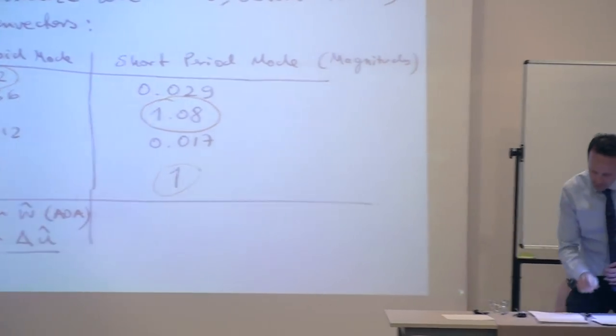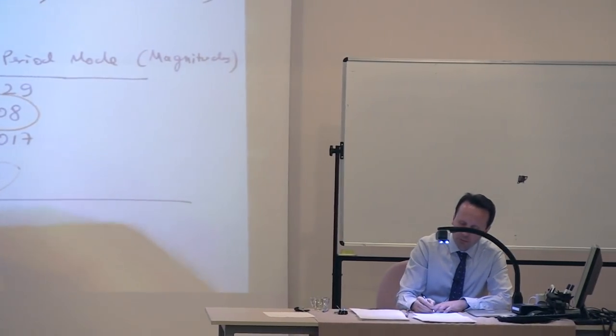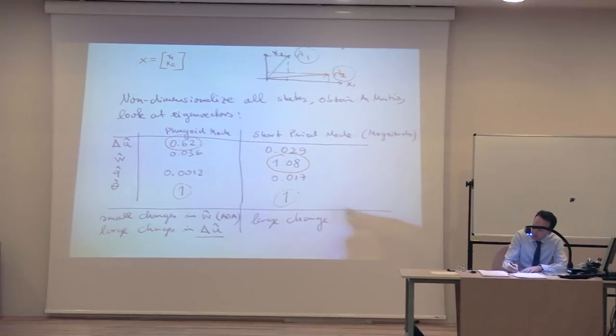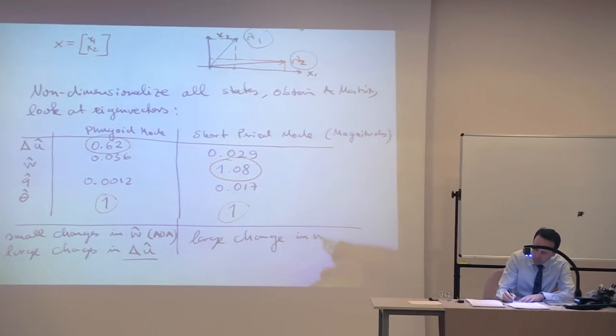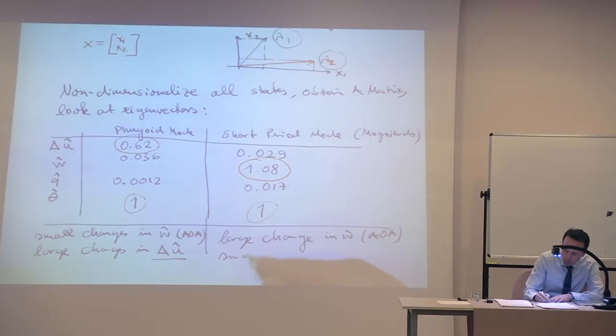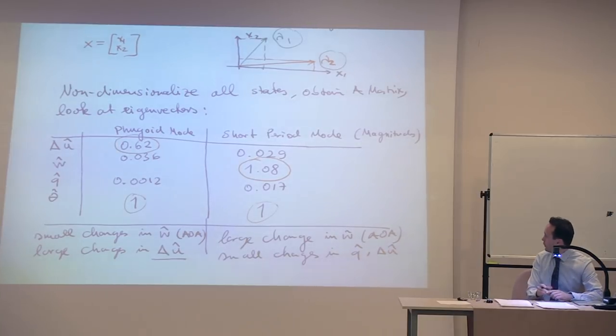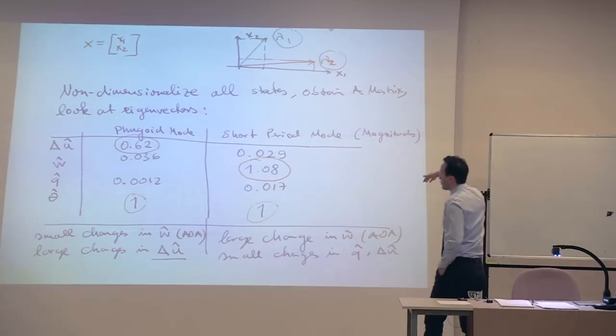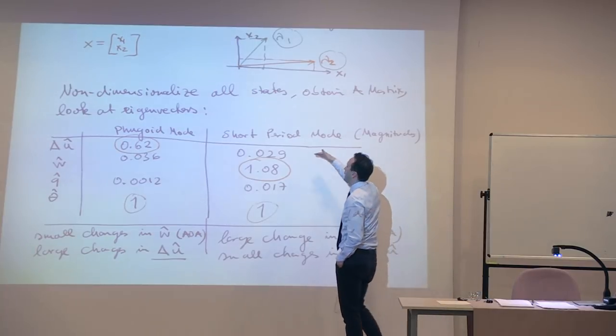But on this side, the large change is in W. You know, the one that dies out very quickly, in angle of attack. And small changes in Q and delta U. So the velocity change here is not much. And this was dying out very fast, remember? And this part, the short period mode, was dying out rather fast.